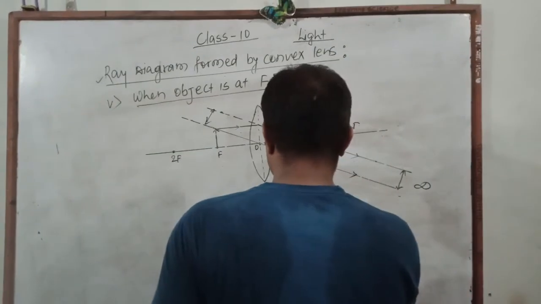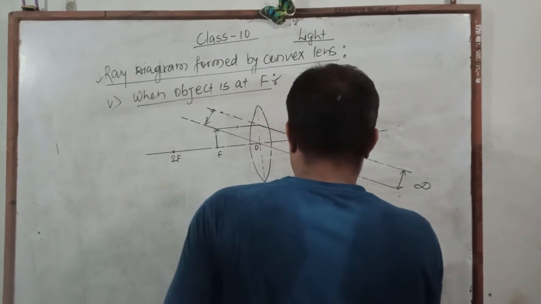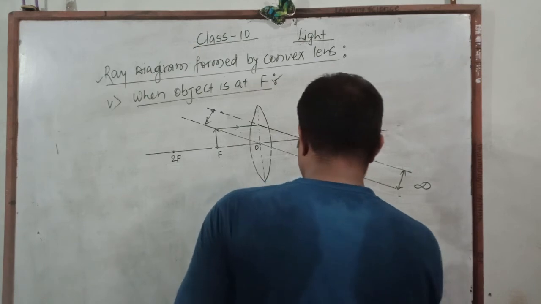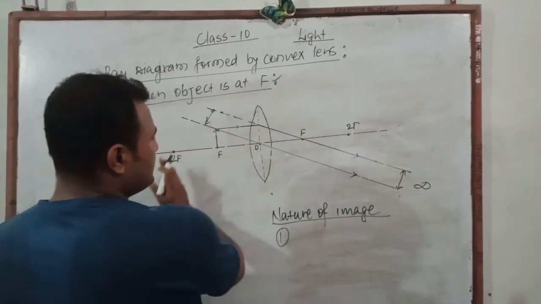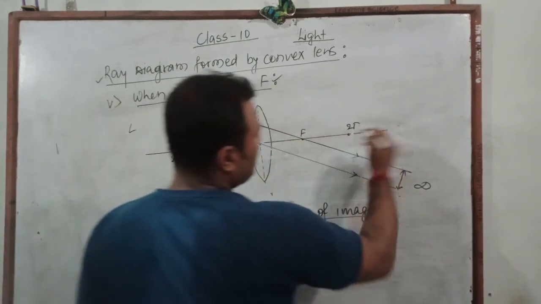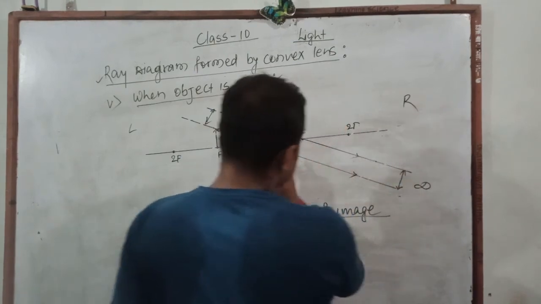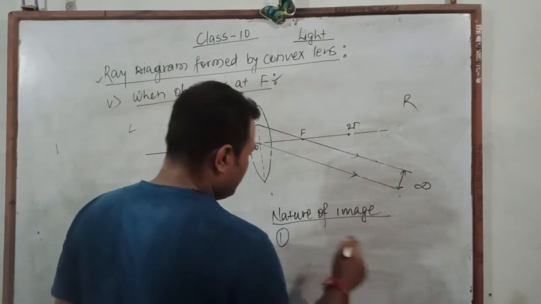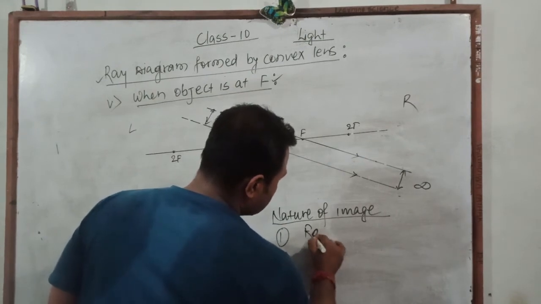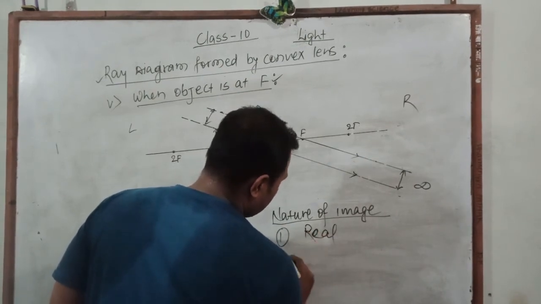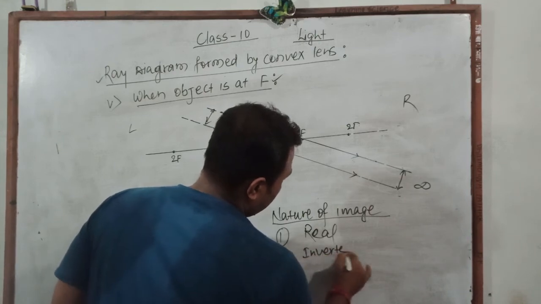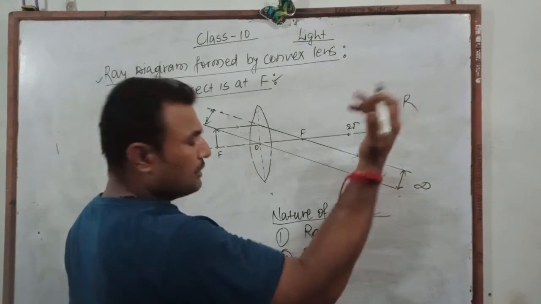And here we describe the nature of the image. We found that if the object is towards the left, then the image is formed towards the right. It is clear why: because light goes through the F. And here the image is real. A real image is always inverted. And where the image is formed, it is unknown.